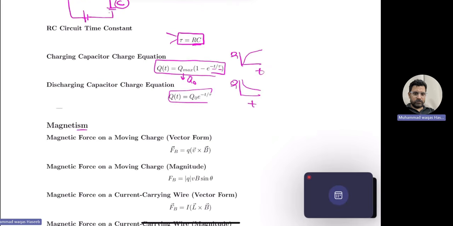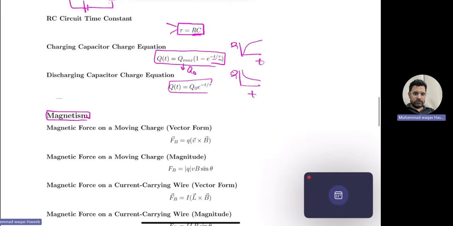Now moving towards magnetism. Magnetism is a very ancient phenomenon. For example, you have a magnet that has a north pole and a south pole, and you have a bunch of iron filings. So these are attracted.